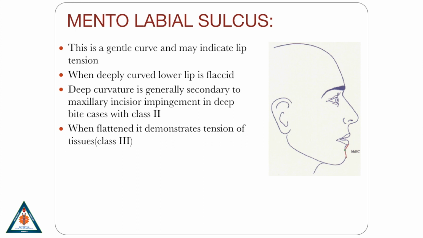Mentolabial sulcus. This is a gentle curve and may indicate lip tension. When deeply curved, the lower lip is flaccid. A deep curvature is generally secondary to maxillary incisor impingement in deep bite cases with class 2. When it is flattened, it demonstrates tension on the tissues. Example, class 3.